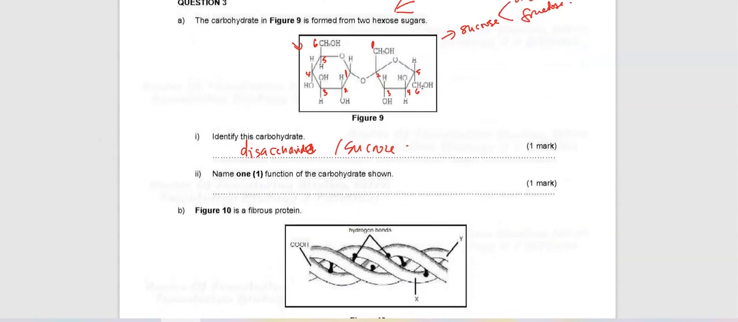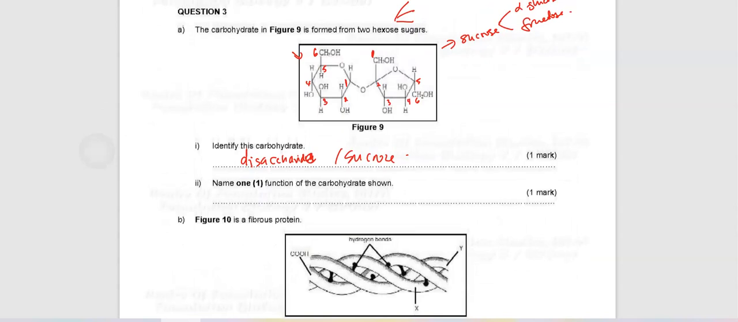Name one function of the carbohydrate shown. Sucrose is a disaccharide, and there are other types of disaccharide, such as maltose and lactose. Maltose, lactose, and sucrose are the types of disaccharides. Basically, the function of a disaccharide is that it functions as energy storage.